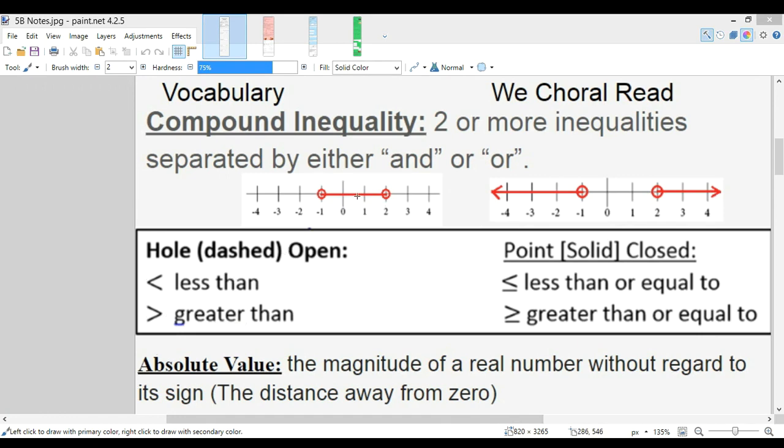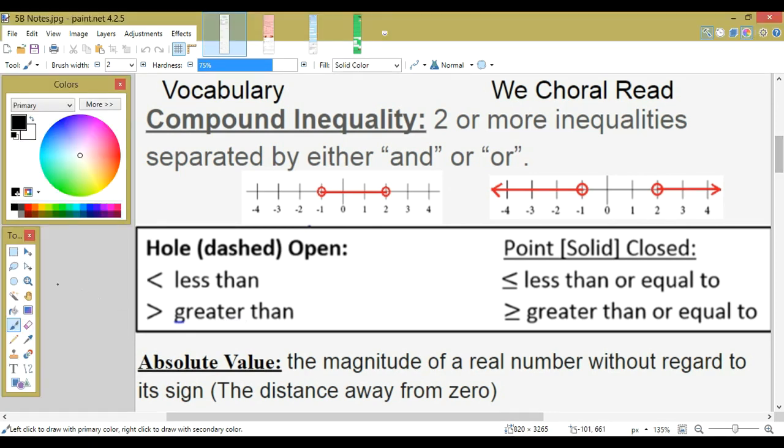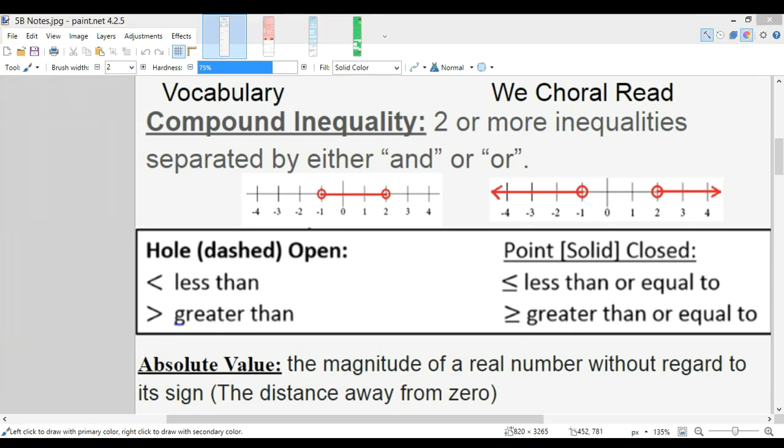Here's "and" on the number line, and here's "or" on the number line. Holes are dashed and open; you either have the less than sign or the greater than sign. A point is solid and closed when you have less than or equal to or greater than or equal to.